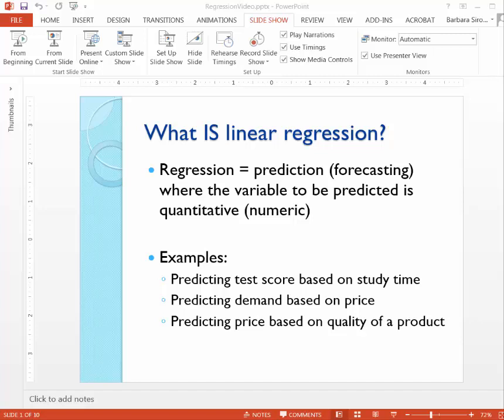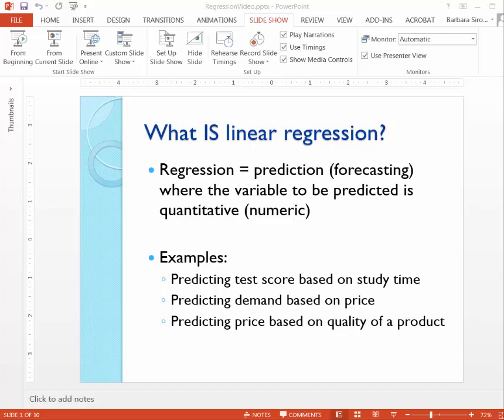We're going to talk a bit about the theory, we're going to do some examples of linear regression, and we'll touch on multiple regression. So let's start off just by saying what is linear regression. As you can see on the screen, regression is basically just prediction, or another word, forecasting. And this is where the variable to be predicted is quantitative.